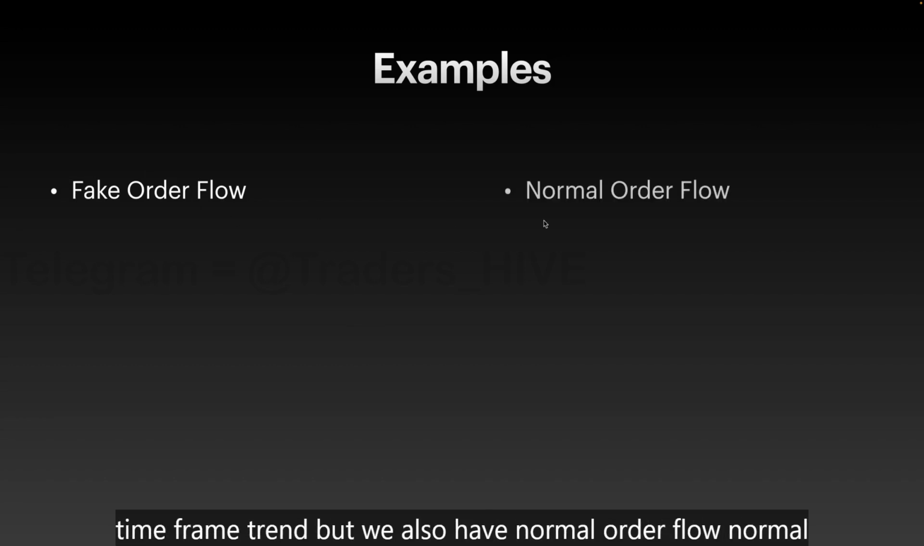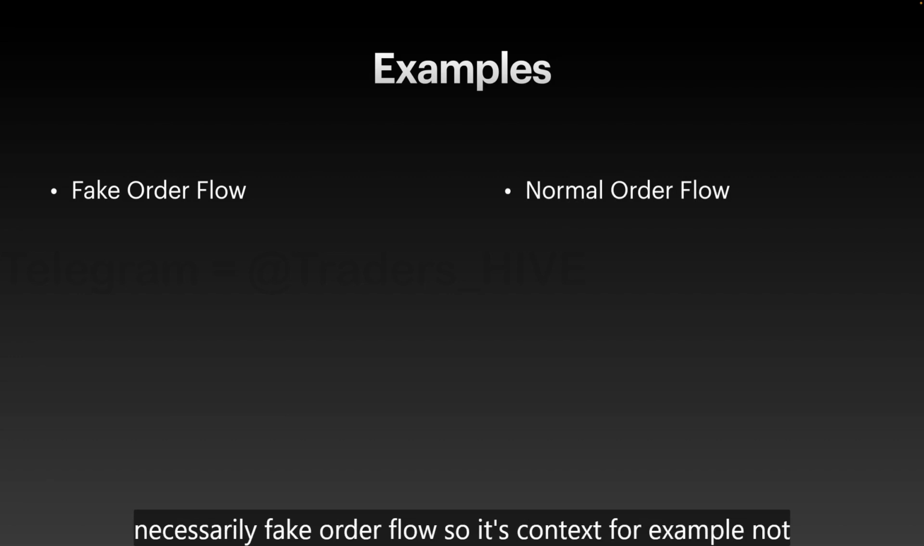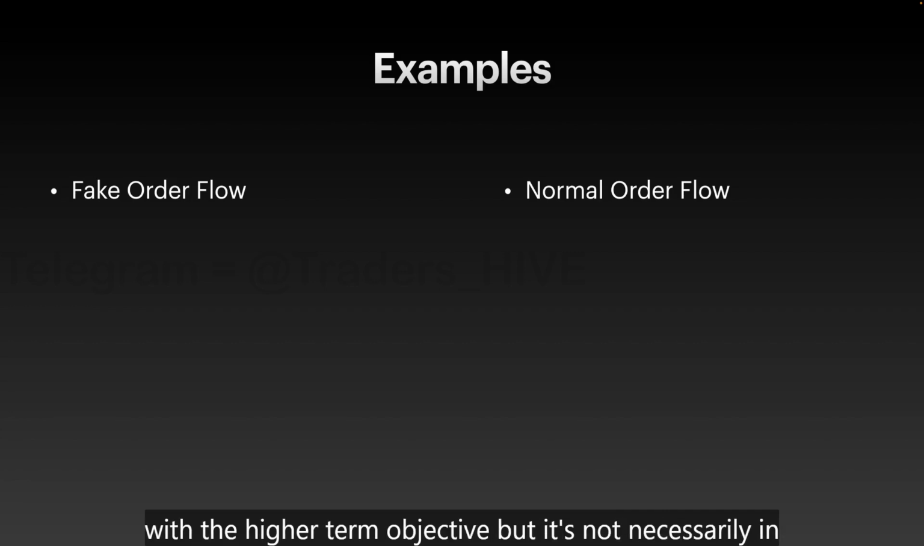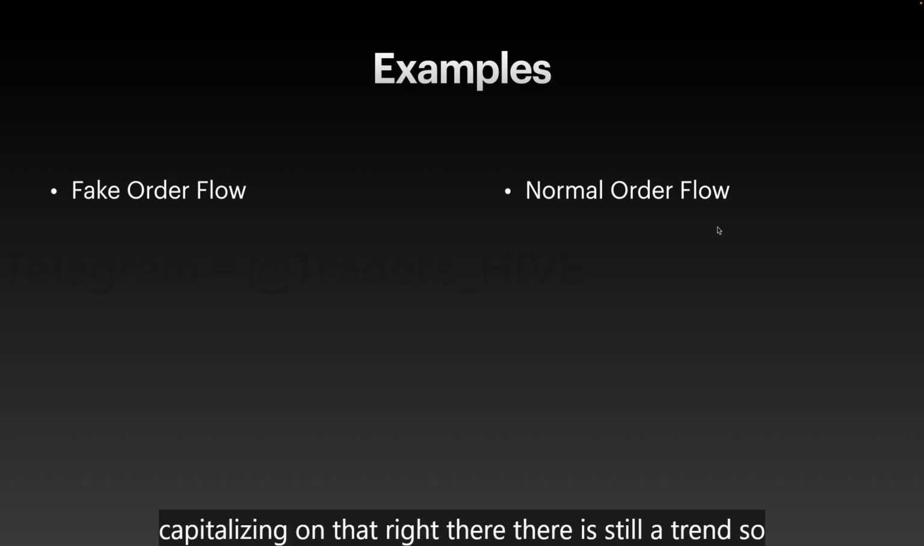But we also have normal order flow, normal unusual context, where it's not necessarily fake order flow. So it's context, for example, not following through anymore. Now, this is still in alignment with the higher time frame objective, but it's not necessarily in alignment with the higher time frame trend. It's important to understand when we talk about normal order flow and capitalizing on that right there, there is still a trend.